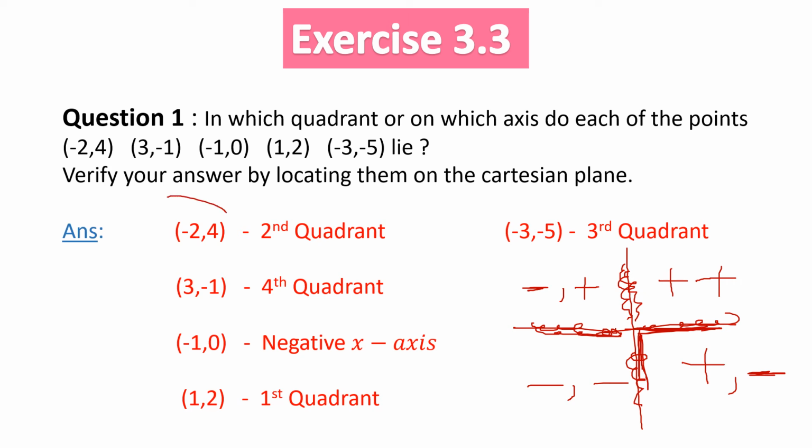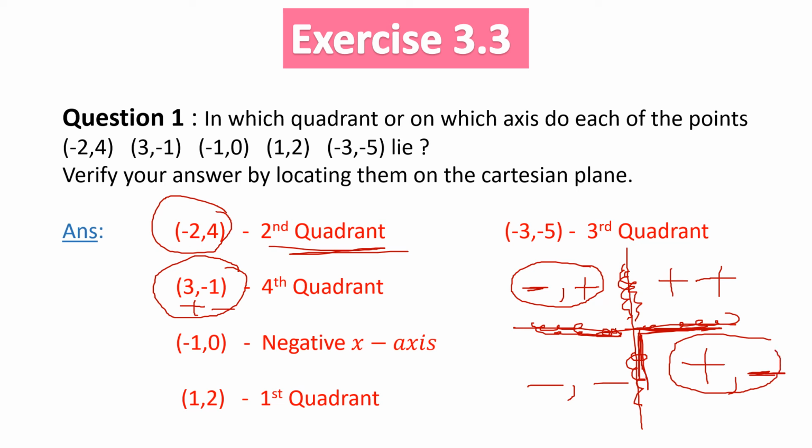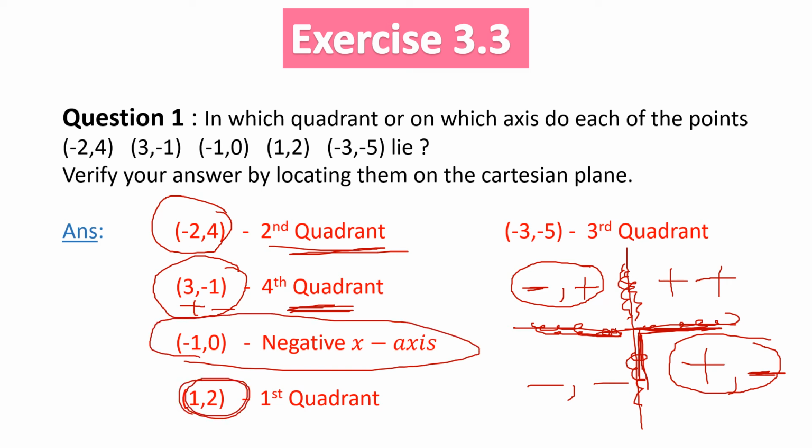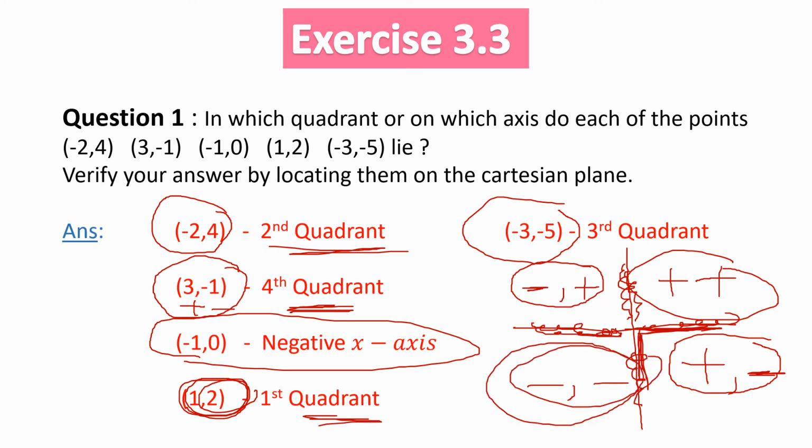Now look, this number is minus, plus, so negative positive belongs to the second quadrant. Then we have positive negative, so a positive number then a negative number belongs to the fourth quadrant. Now let's look at the next one. (1, 2), both positive, so first quadrant. And the last one, (-3, -5), both negative, so third quadrant. Now, look at this case.